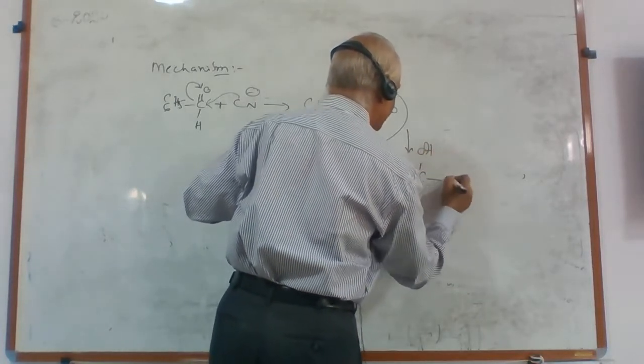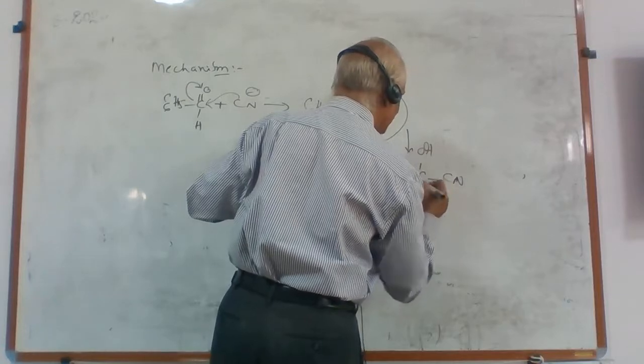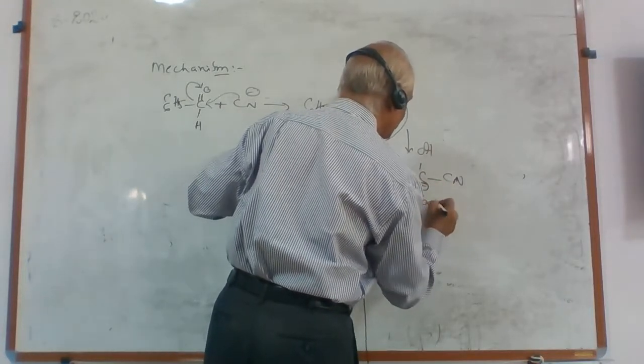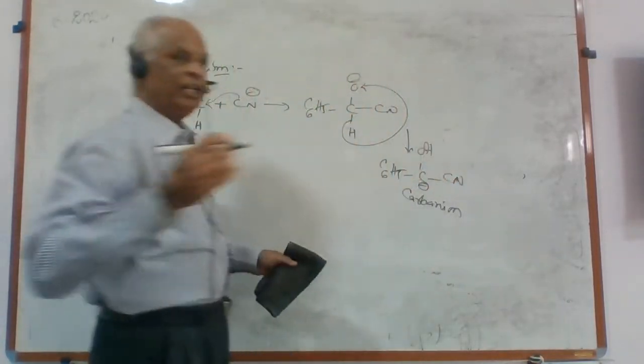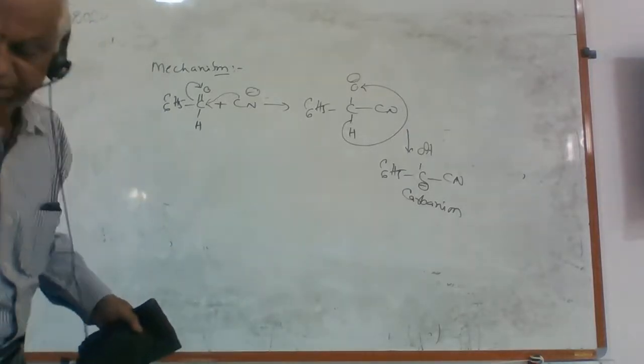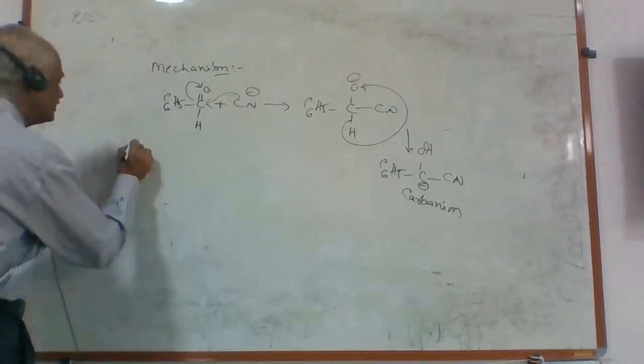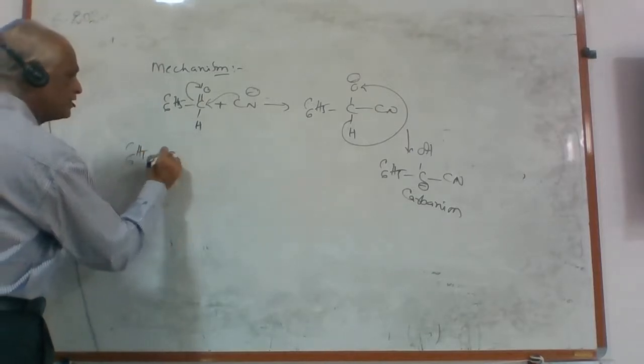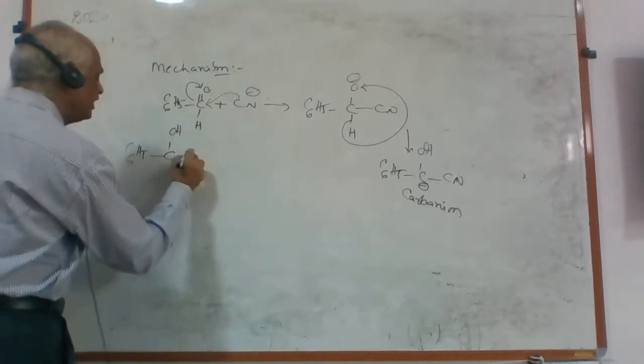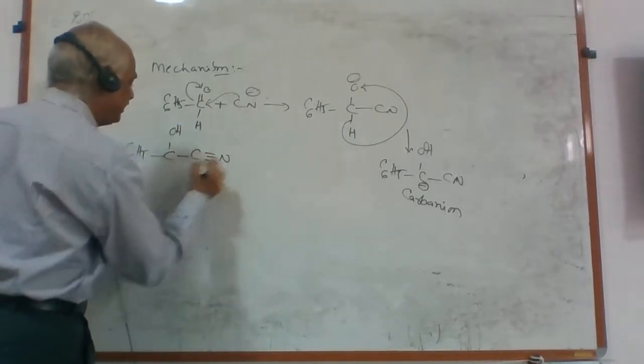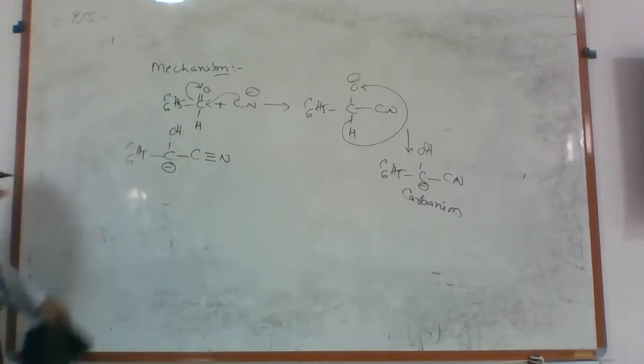C6H5 C OH CN with a negative charge. That means you have got the carbanion. Now the beauty of this carbanion, let us see. C6H5 C OH C triple bond N, negative charge, carbanion.